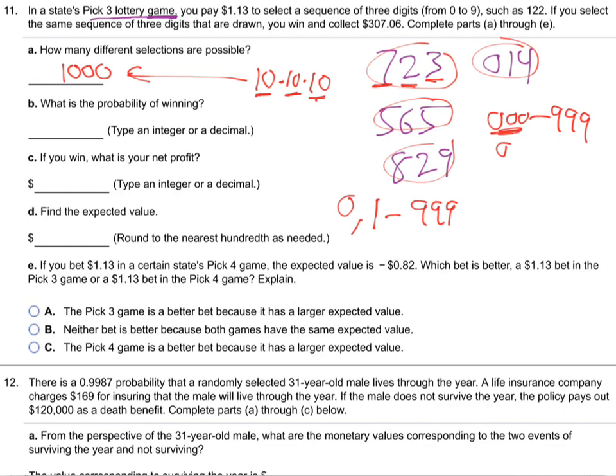Okay, so what's the probability of winning then? What's the chance you're going to win? 1 in 1,000, huh? Because there's 1,000 different possible things that could be drawn, and you just have one ticket. So your chance that it's yours is 1 in 1,000. That's your chance of winning. Part C. If you win, what is your net profit? What are you going to get if you win?